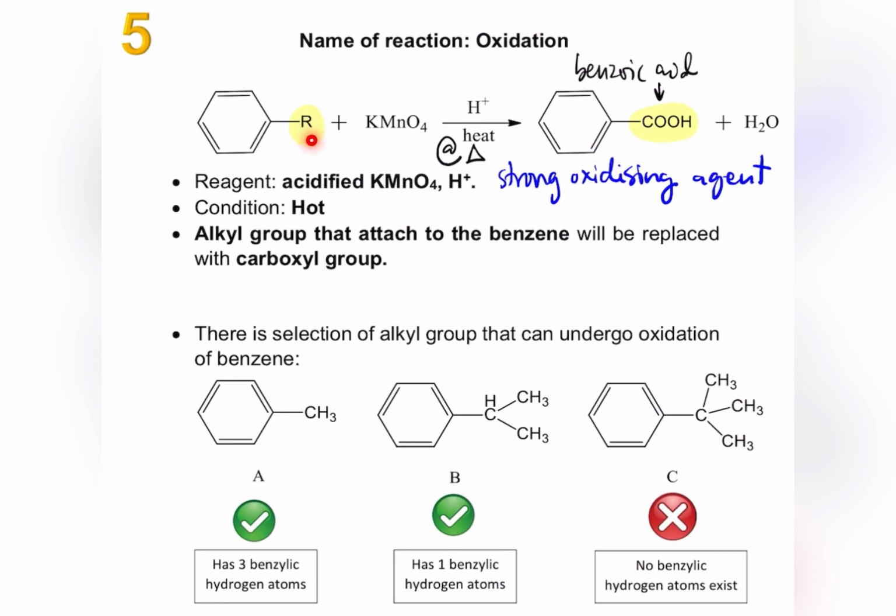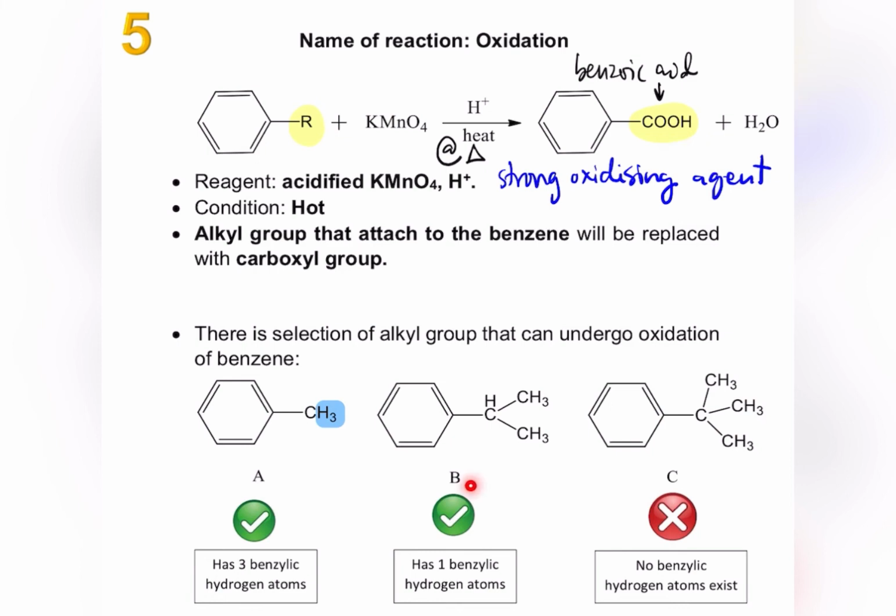I'm going to focus on different alkyl groups here. So let's go to the first structure, A, with benzene attached to methyl. For methyl, you have carbon with 3 hydrogen atoms attached to it. These hydrogen atoms are what we call 3 benzylic hydrogen atoms. So the reaction can progress, where the methyl is substituted with a carboxyl group. So you can form benzoic acid.